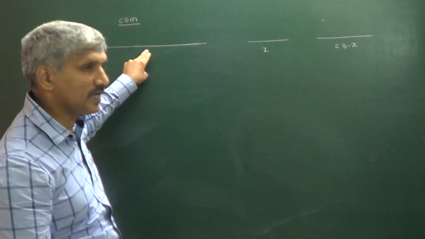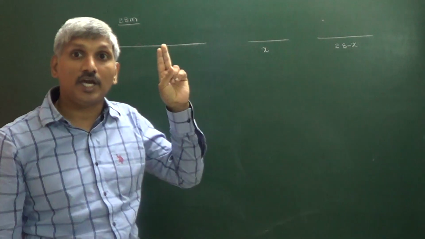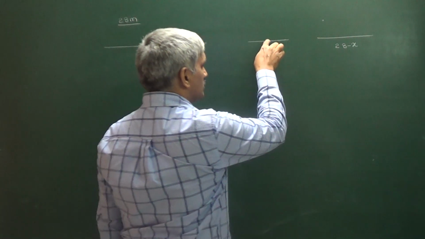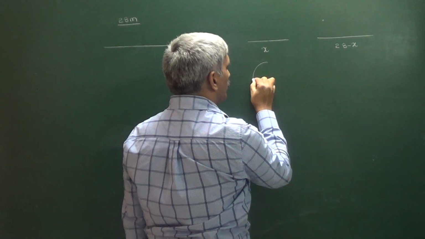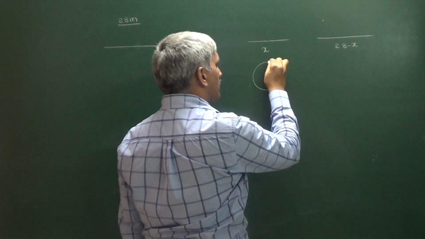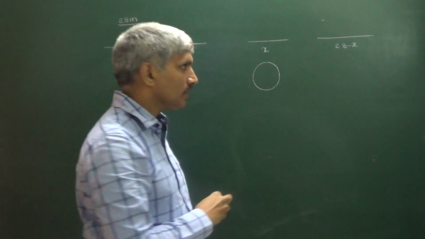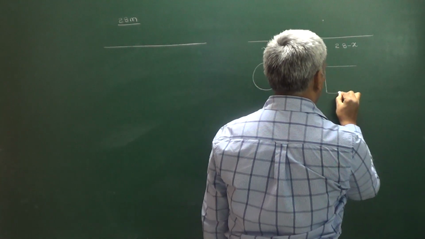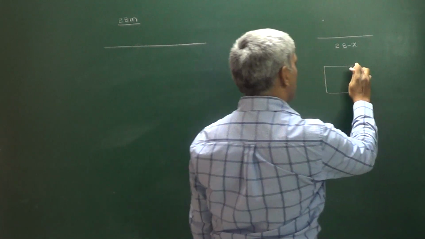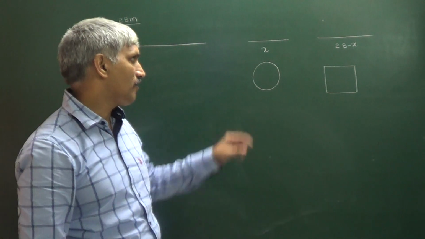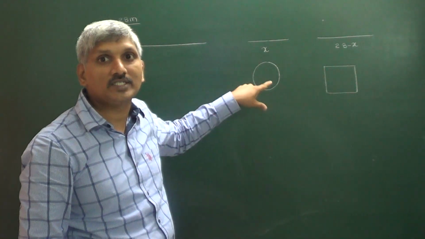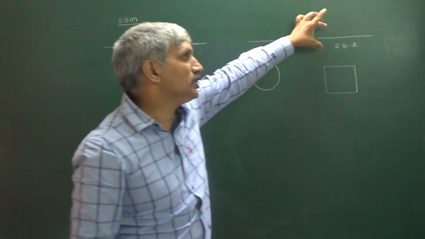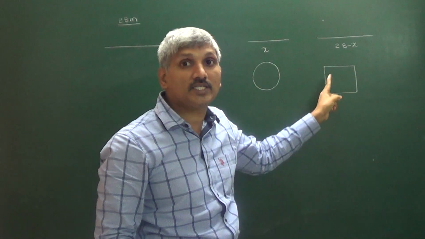A wire of length 28 meters is to be cut into two pieces. With one piece we are molding a circle. The other piece we are molding into a square. The first piece we converted into a circle, this one only is molded as a circle. This piece only we molded as a square.